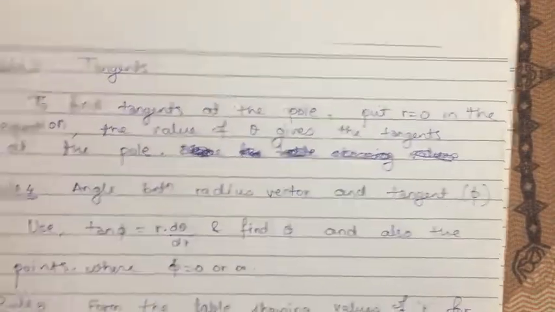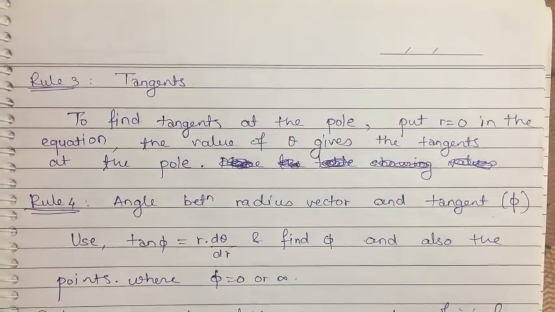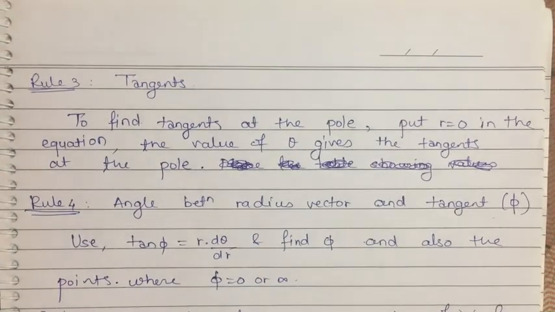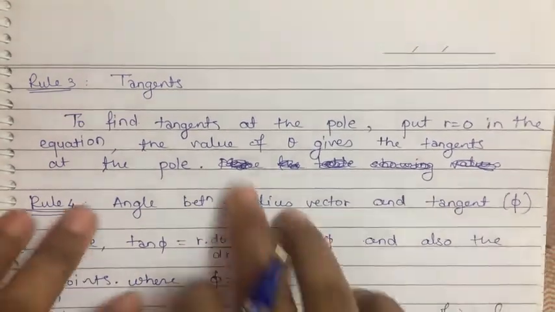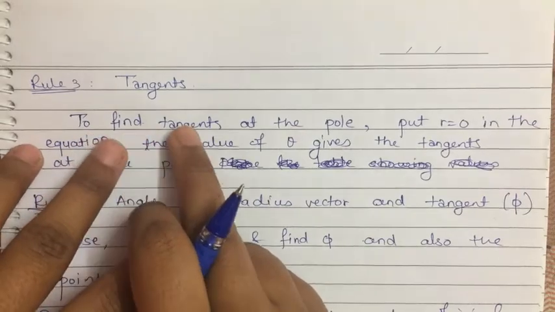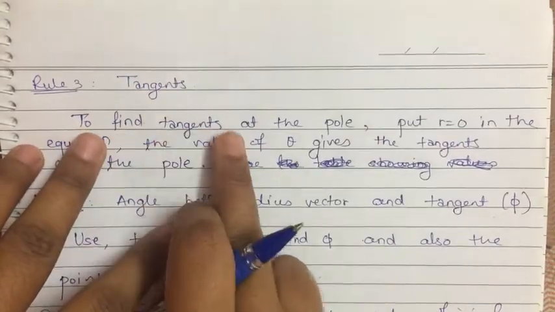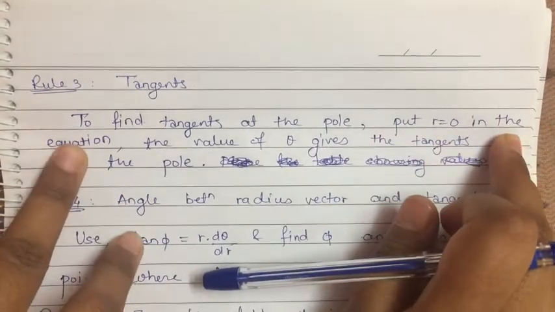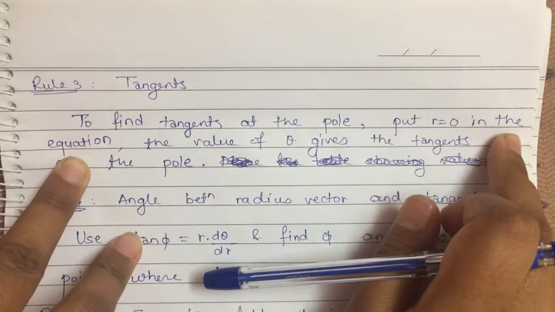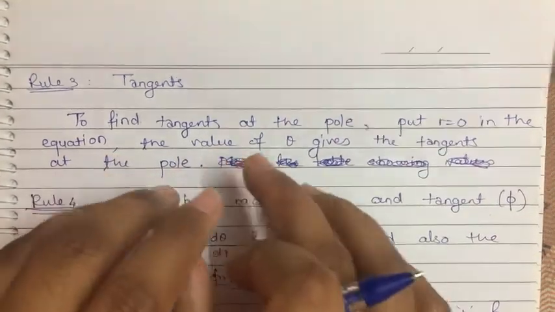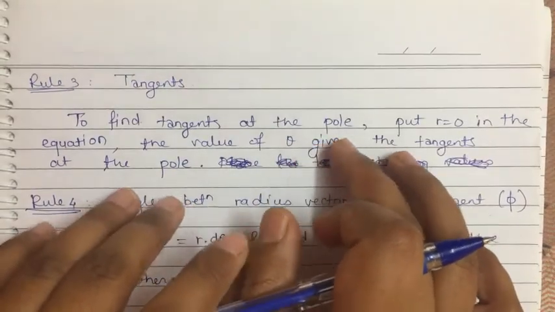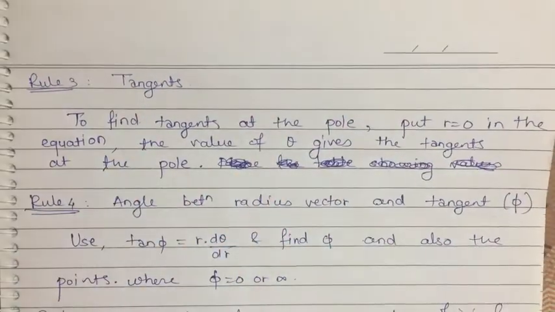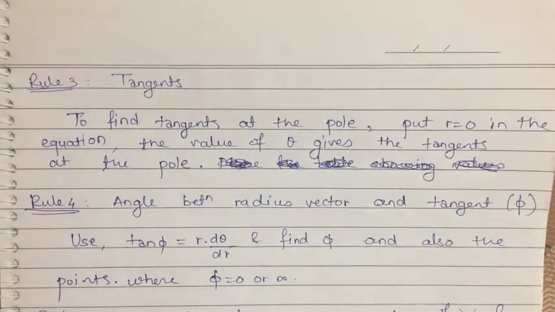Now the next point is we need to find the tangent. In rule 3 of Cartesian, what was there? As soon as we find that the curve passes through the origin, the next step is to find the tangent at the origin. Similarly over here, to find the tangent at the pole, what we need to do is put r equal to 0 in the equation, and then you will get some values of theta. Those values of theta will give the tangent to the pole. So for example, we'll see here.